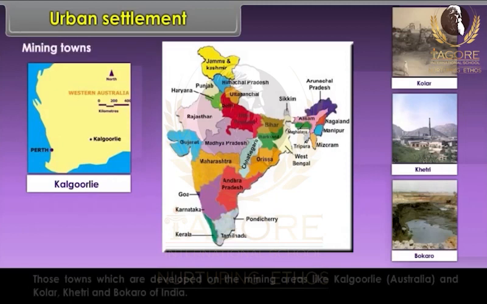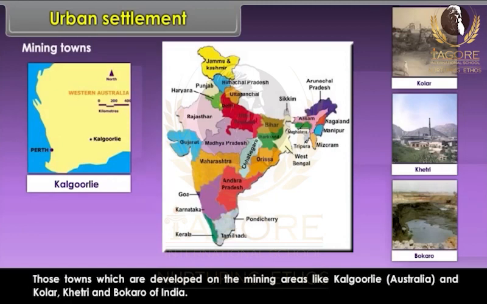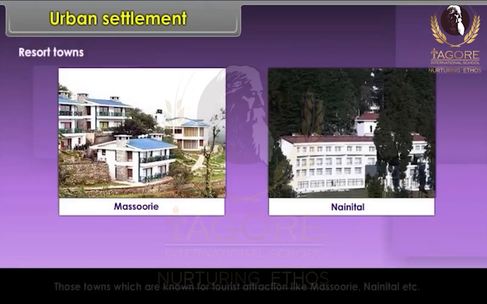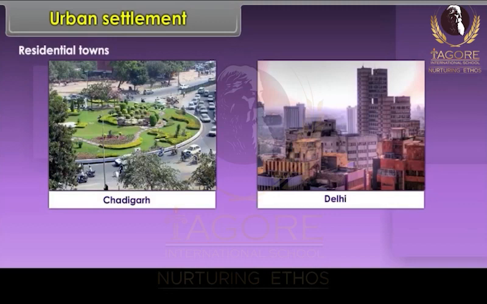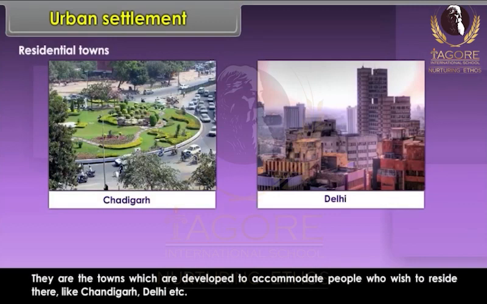Mining towns. Those towns which are developed on the mining areas like Kalgoorlie, Australia, and Kolar, Khetri, and Bokaro of India. Resort towns. Those towns which are known for tourist attraction like Missouri, Nainital, etc. Residential towns. They are the towns which are developed to accommodate people who wish to reside there, like Chandigarh, Delhi, etc.